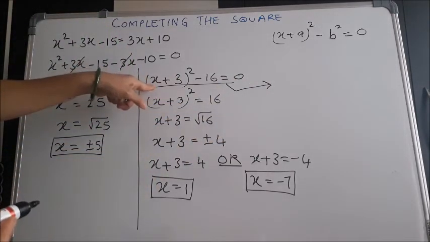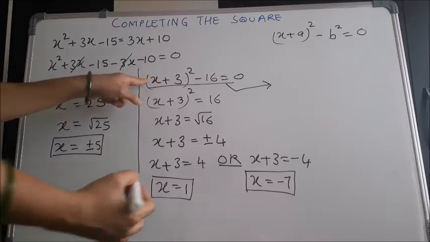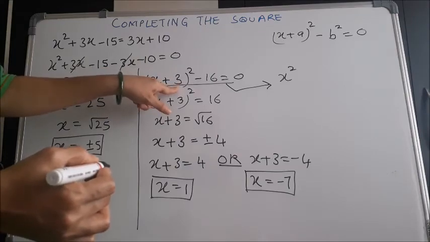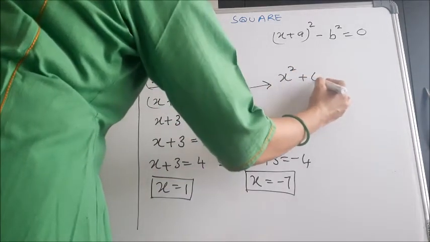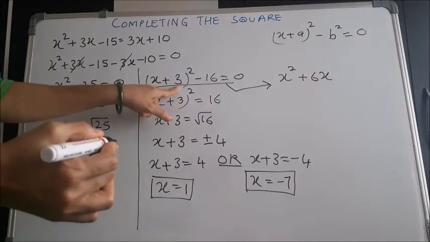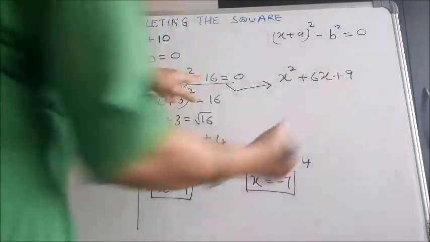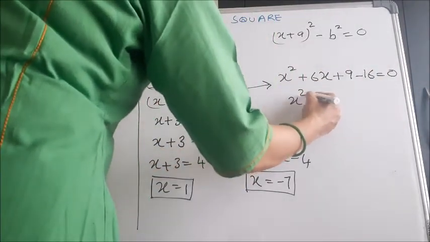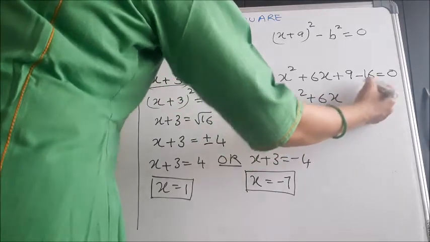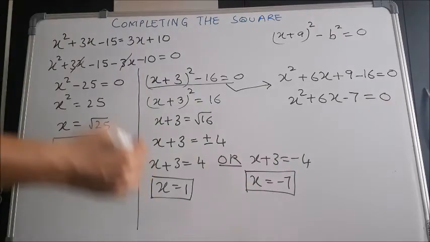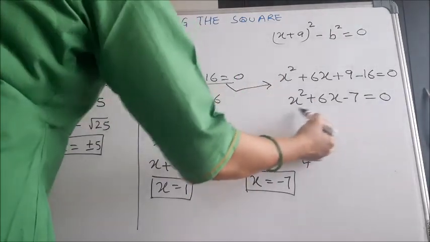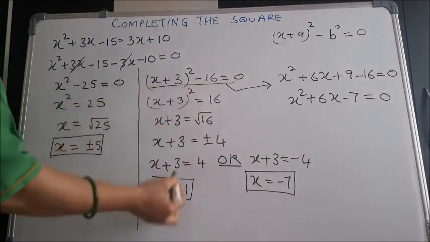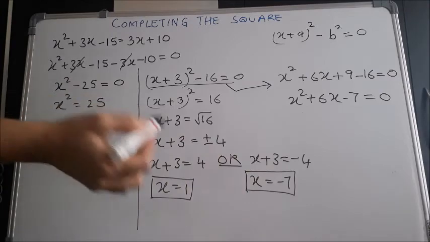Let's expand this. So remember a plus b whole square is a square plus 2ab plus b square. That means x square plus 2 into 3, 6, into x, plus 6x, and b square, that is 3 3s are 9, plus 9. And this minus 16 equal to 0. So that gives you x square plus 6x minus 7 equal to 0. So actually, this quadratic equation has been converted into this form so that the solution becomes easier.